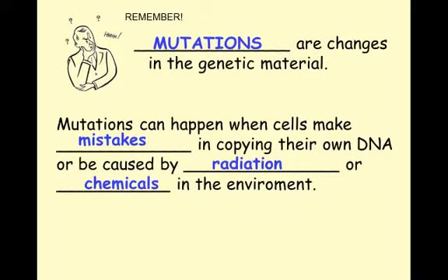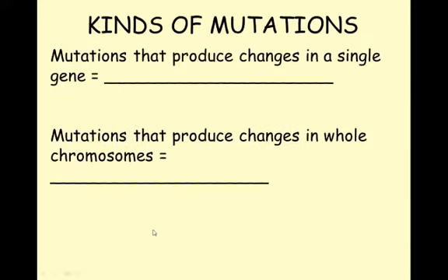Environmental factors can change the DNA code in a cell. We talked about viruses, we talked about radiation, we talked about ultraviolet light, and how sunburn can lead to skin cancers. We talked about some different things that can cause changes in our code. We also talked about the kinds of mutations.